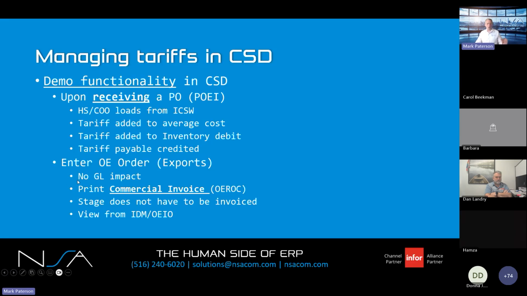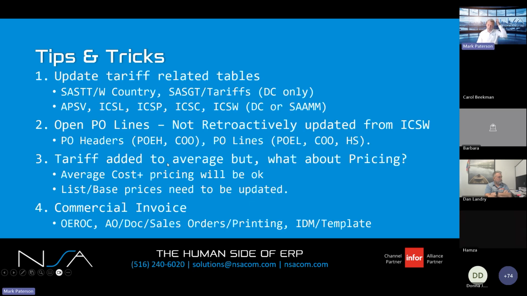All right, so no GL impact on the sales side. You can print an invoice. The stage doesn't have to be invoiced, and we just viewed it from IDM. All right, so tips and tricks. What are some of the things we've run into over the next little while that I wouldn't mind sharing?